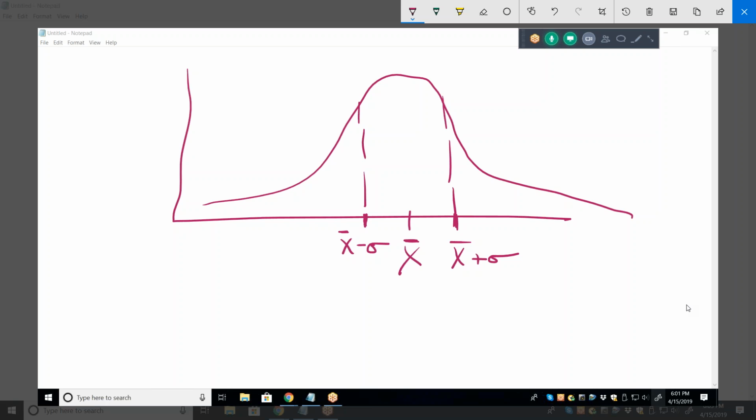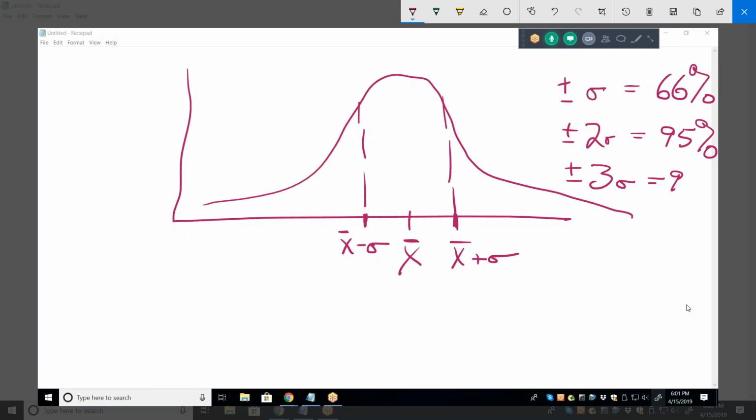These are three numbers you need to memorize. Plus or minus one standard deviation equals 66% of the area. Plus or minus two standard deviations equals approximately 95%. And plus or minus 3 represents 99.4%. So those are the three numbers you need to memorize.